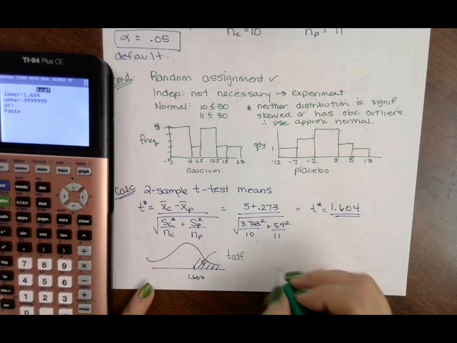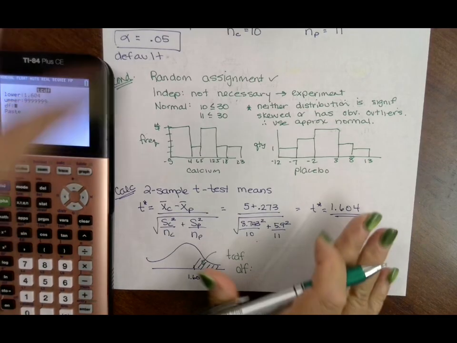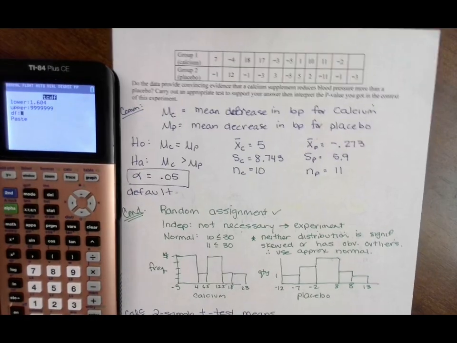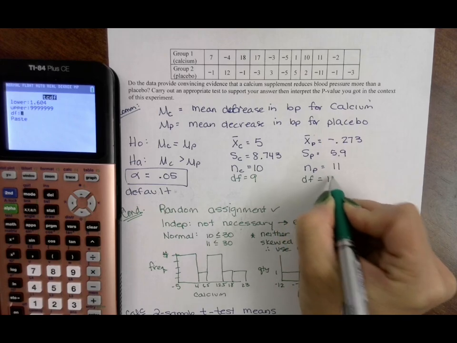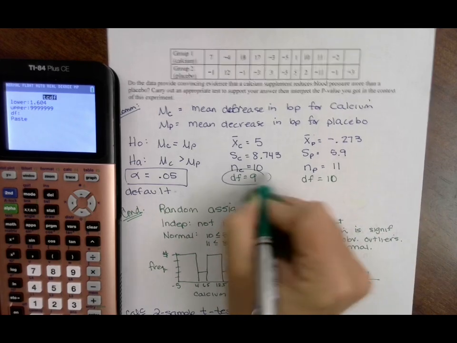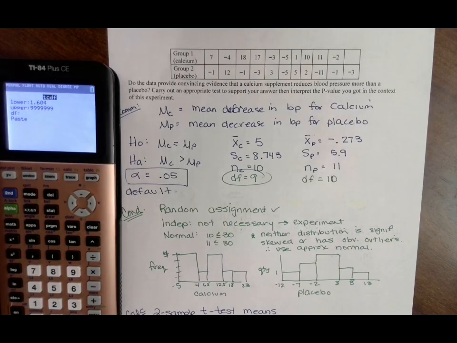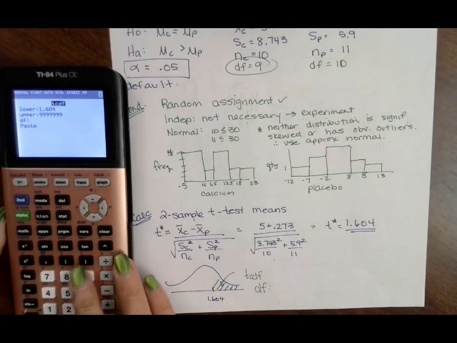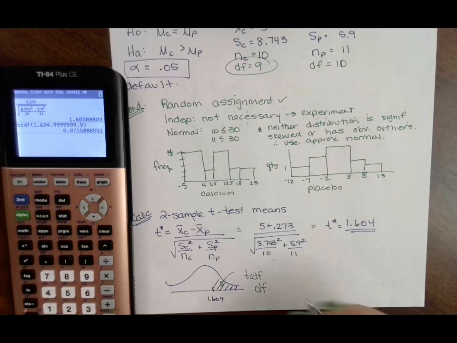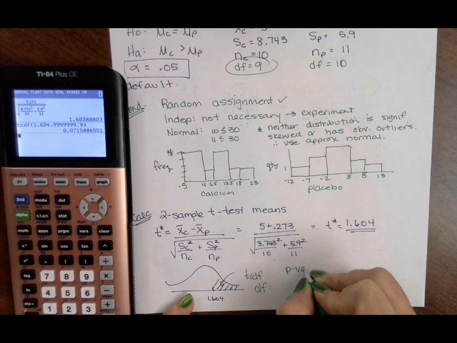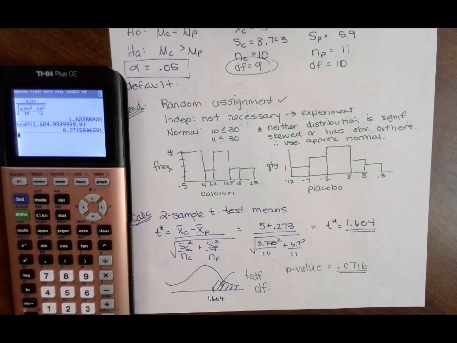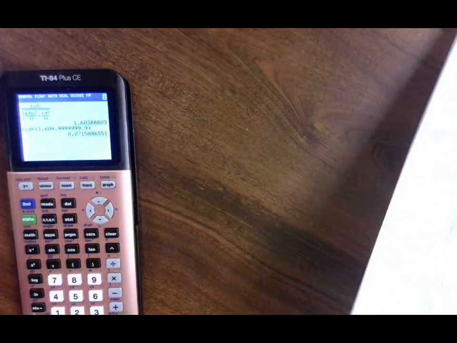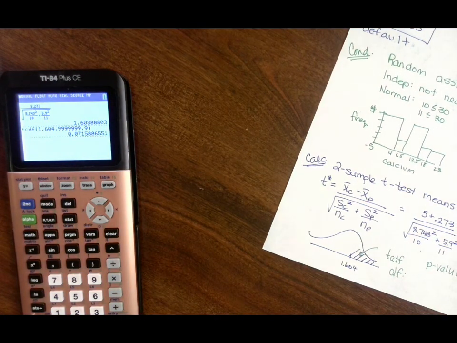All right, so let's talk about degrees of freedom. I need to list my degrees of freedom, which are going to be the smaller of the two. Here my degrees of freedom would be 9, and here they would be 10. So I'm going to use 9 because that's the smaller of the two numbers. I use 9, and this gives me a p-value of 0.0716. That's my p-value. I ran out of room again. Let me grab another piece of paper.